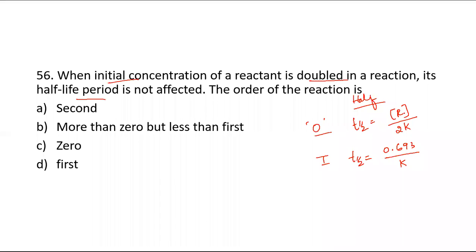See, in zero order, it depends on the initial concentration. The square bracket indicates the molar concentration of the reactant. In the first order, we do not have any R here, no reactant or product concentration is a factor. Okay, so if the initial concentration of the reactant is doubled, its half-life is not affected. It does not get affected. Therefore, option D is correct. In first order, we do not have any concentration relation. Therefore, this is the right answer. First order.